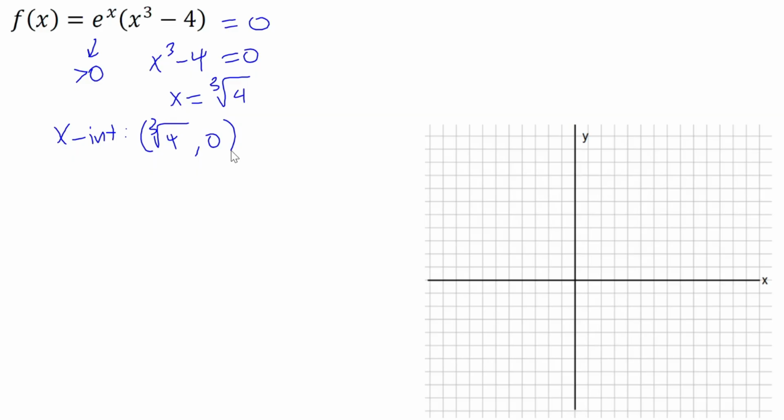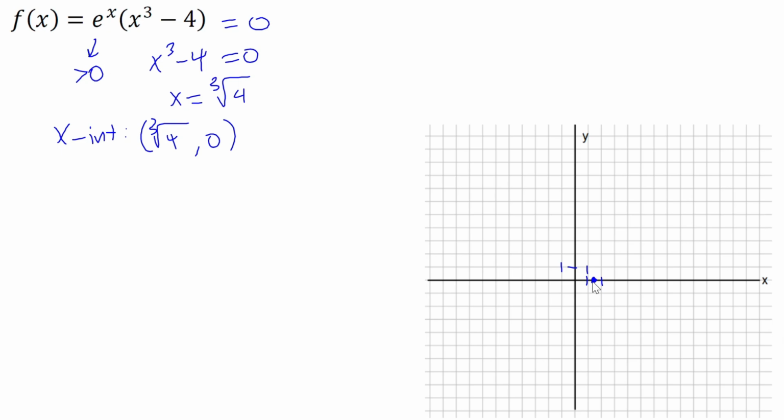And so we'll just plot that, right? The cube root of 4 is between 1 and 2. So let's see, how much do we want to space this out this time? I think we're just going to make each box 1 for everything. So there will be our cube root of 4, comma 0.